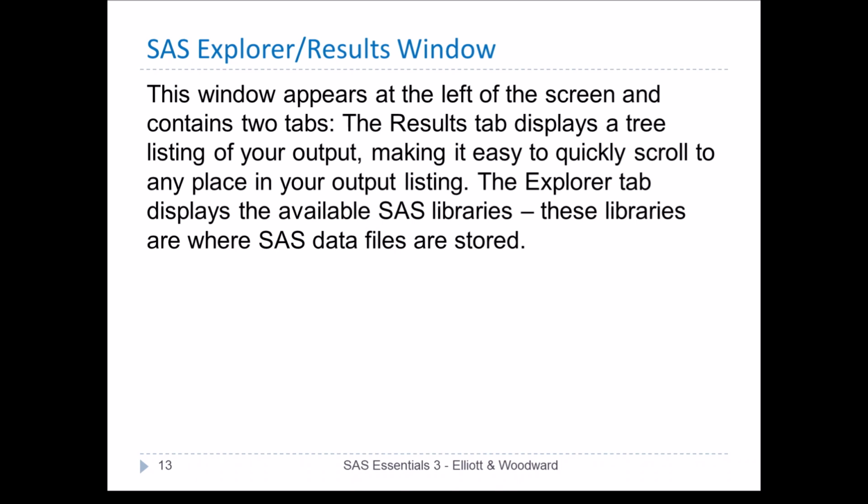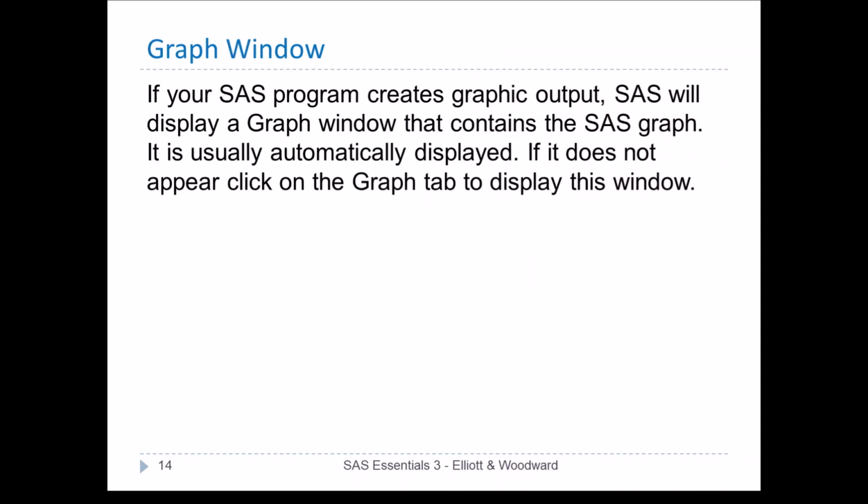The Explorer or Results window, the 2 tabs on that. The Results tab displays a tree listing your output. For instance, if you do a lot of output, maybe 20 different things, and one of them is a histogram, you could look over there, find a little icon with a histogram on it, click on it, and it's going to display the histogram for you. So you can easily find pieces of your output. The Explorer tab displays SAS libraries. Similar to SAS folders, these libraries are where SAS data are going to be stored.